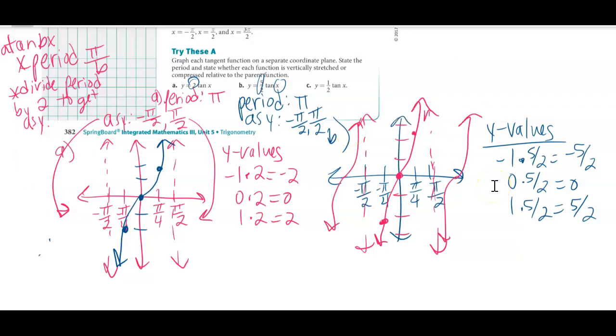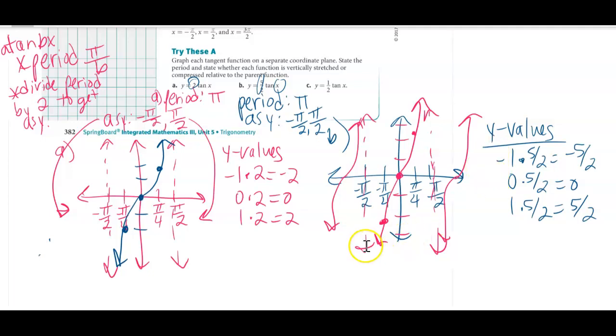But that's the basic idea. That's the easiest way I can break down tangent. Again, those asymptotes are occurring when cosine is 0, the 0 is occurring when sine is 0, and that 1, negative 1 are occurring when sine and cosine are the same, or root 2 over 2.